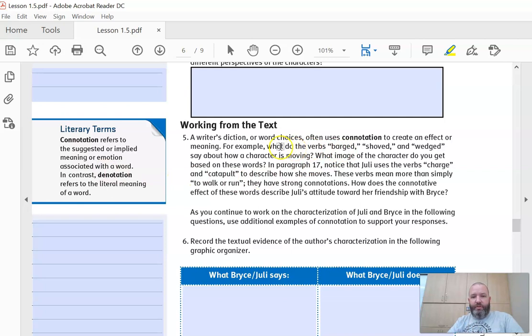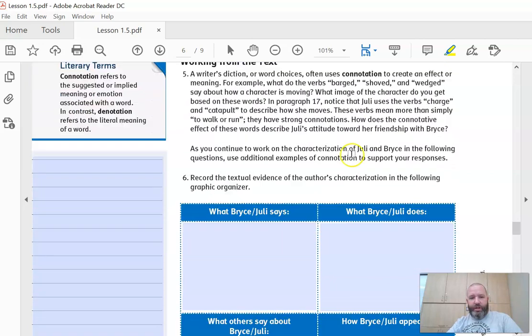Okay, so if the verbs are like barged or shoved or wedged, if you say somebody ran up to you and wedged their way between you, that has a different image behind it, right? This person's kind of forceful and pushing their way and doesn't care what anybody else thinks, as opposed to this person came up and walked between me and my sibling. That's a little bit different. That would have a different meaning or connotation behind it. We'll come back to denotation and connotation. They might be words you've never heard of, but you understand them in context because we do it all the time.